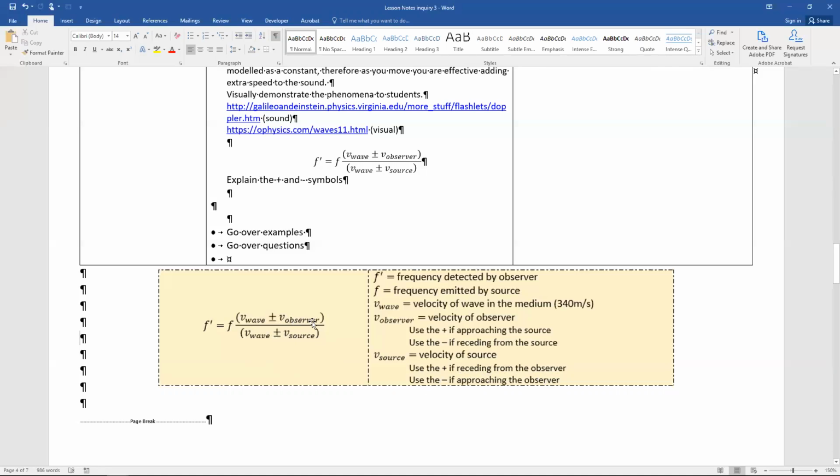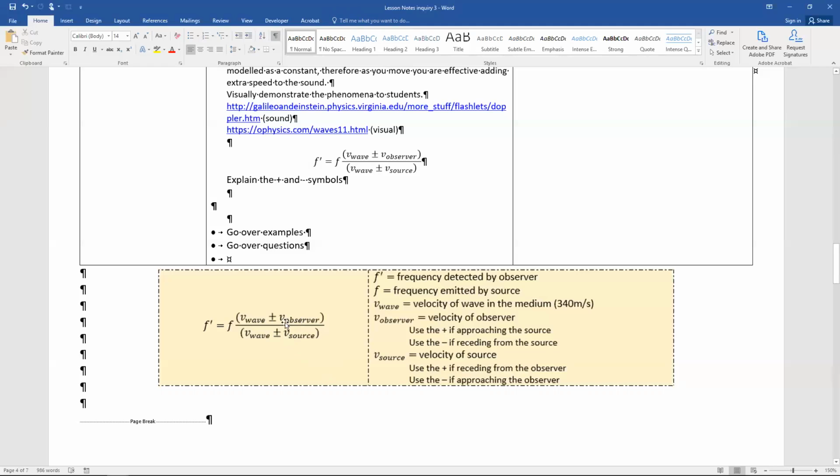So remember, if the observer is moving towards the source, you include a plus. If that's not the case, if the observer is moving away from the source, then you include the negative sign. Now, once you've done that part, you have to consider the bottom part, which is the source moving to the observer. If it is moving to the observer, you use the negative sign. If it's moving away, then you put the positive sign, okay?